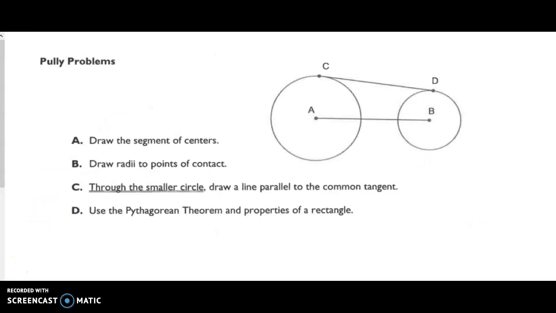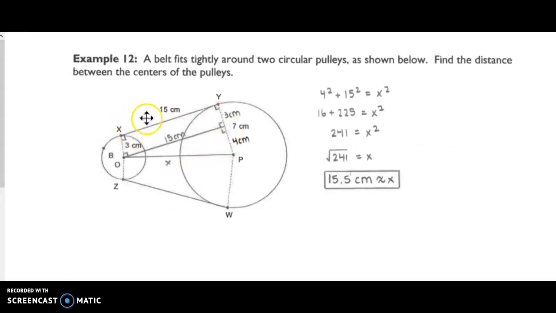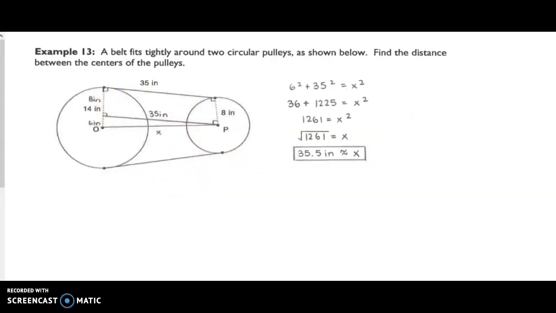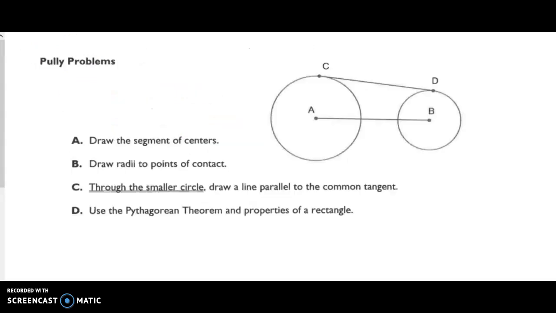The pulley problem. Let me go a slide or two ahead. I'll come back to this slide. So these are what pulley problems look like. I know it looks confusing, but it's actually not that bad. If you follow these directions, draw the segment of the centers. So we connect the centers, A to B, and it says draw the radii to the points of contact.